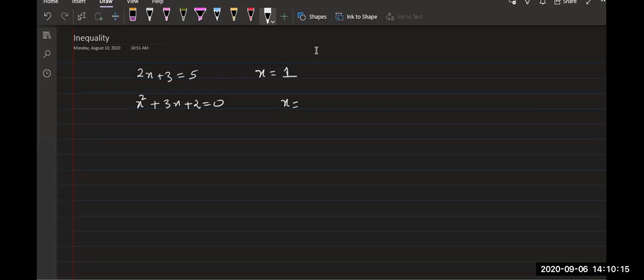Yes, so you can solve this by splitting the middle term. Right, everyone? Very good. Now we have -1 and -2.